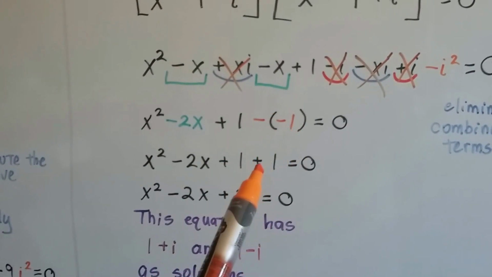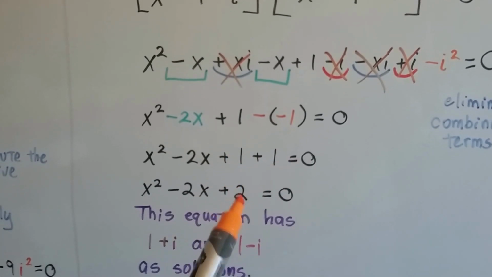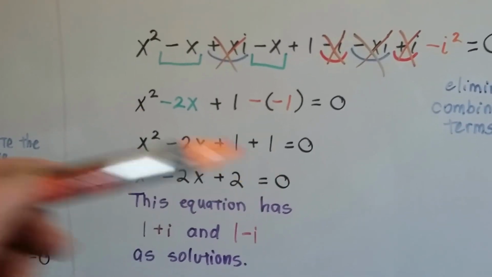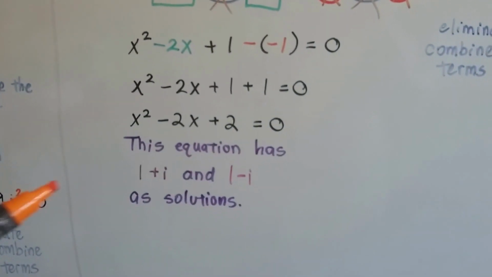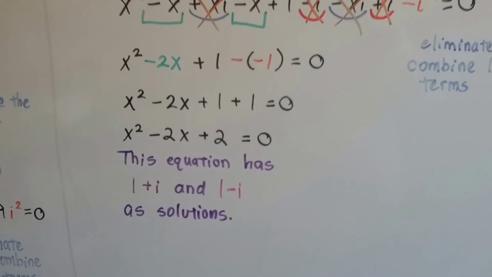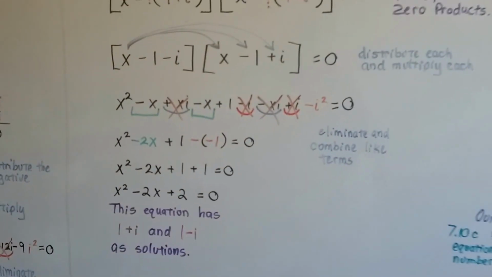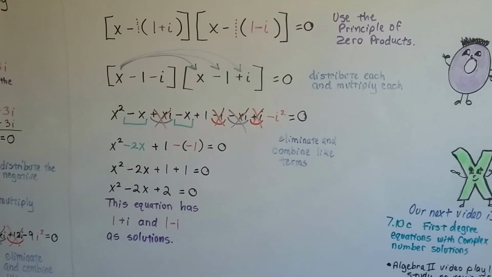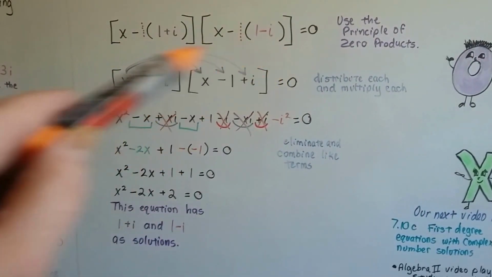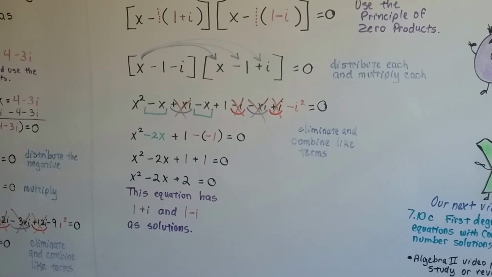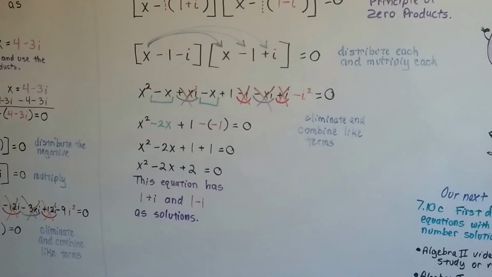Negative times a negative. So now we have 1 plus 1. That's going to be a 2. So we have x squared minus 2x plus 2 equals 0. And this equation has 1 plus i and 1 minus i as solutions. Okay? So just remember to keep track of what you're doing when you're multiplying these. All right? One little step at a time. Go slow and methodical, and you should be fine.